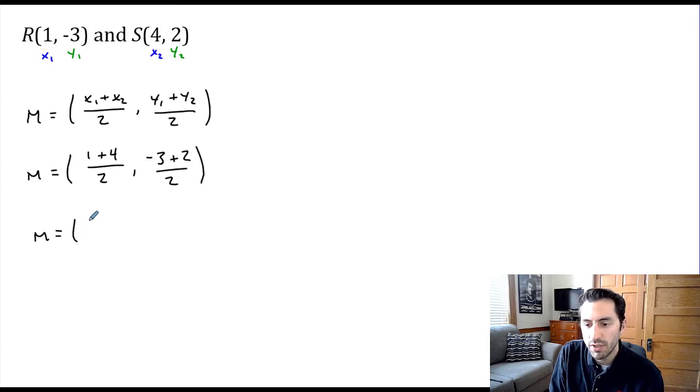So 1 plus 4 is 5, so we get 5 over 2, or 2.5. And -3 plus 2, that's going to be -1/2. So there's the coordinates of our midpoint. Why don't we take a look at a graph of this just to verify?